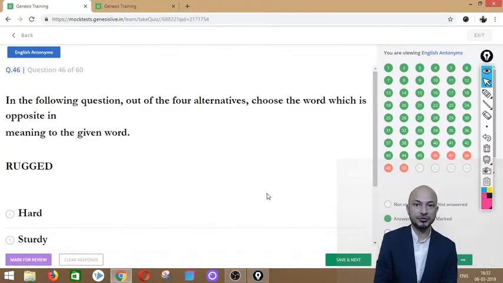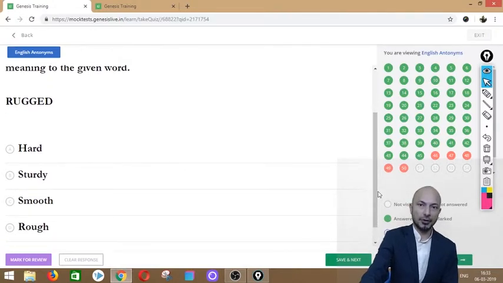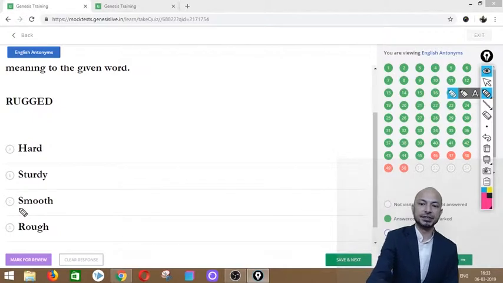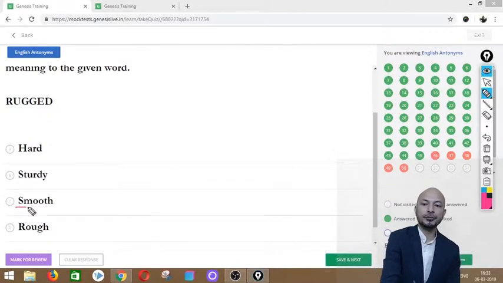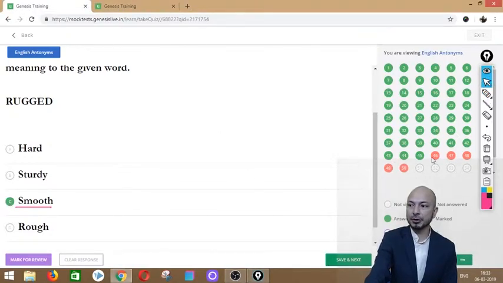So coming to question number 46, the word is rugged, and let's look at the options. They say hard, sturdy, smooth, and rough. And the answer is option C, which says smooth, because rugged is something which is uneven, not smooth, and smooth is, well, not rugged. So they are antonyms. We click C, option C, and say next.